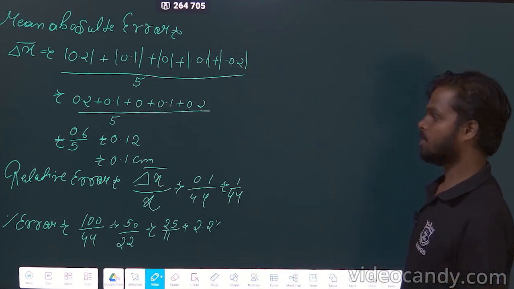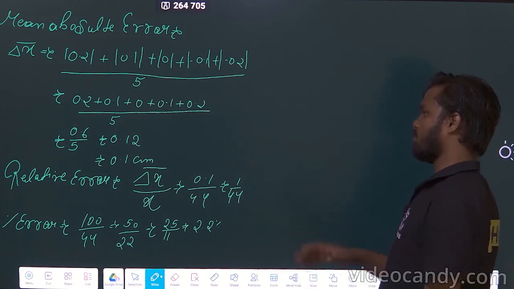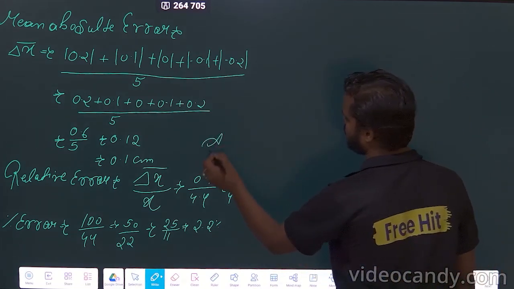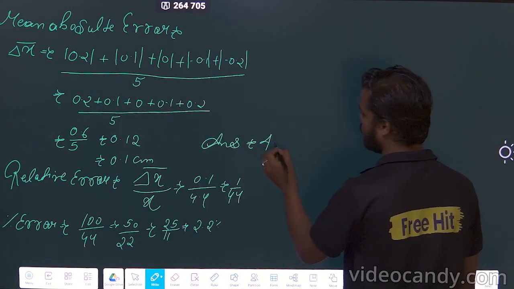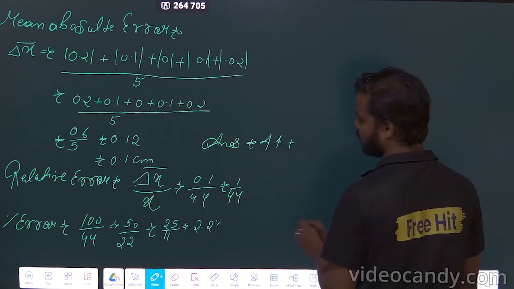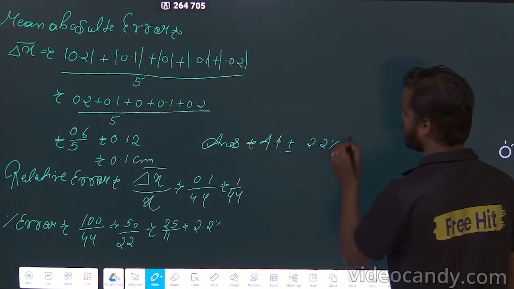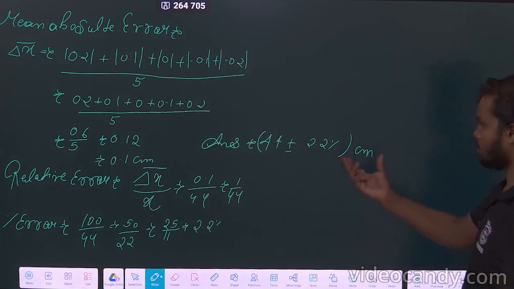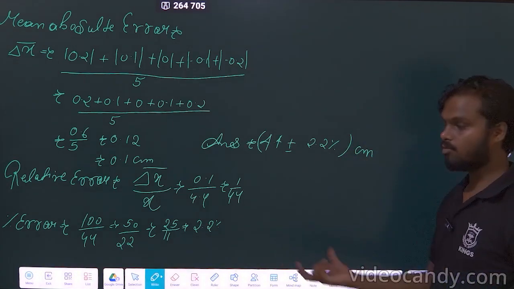And suppose someone asks you to write the answer. How will you write the answer? My result will be like this. If you are taking the reading, I will write my true value 4.4 plus minus the percentage error 2.2%. That is my answer. Okay, this is how you have to represent your answer. Clear? Any doubt? No.